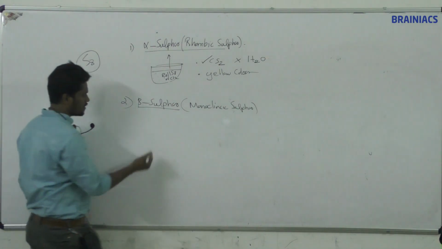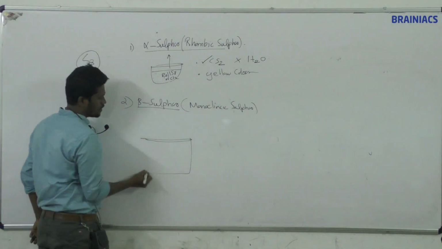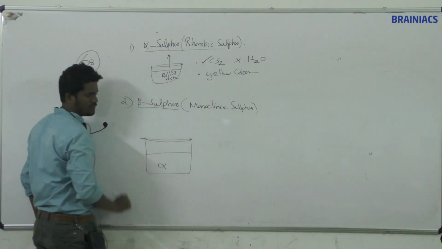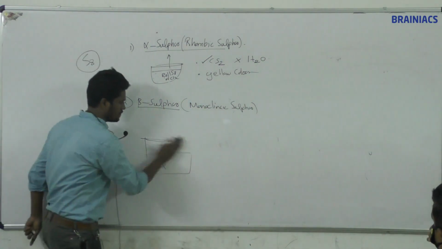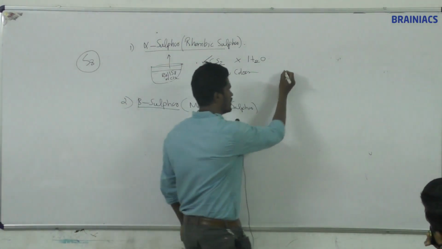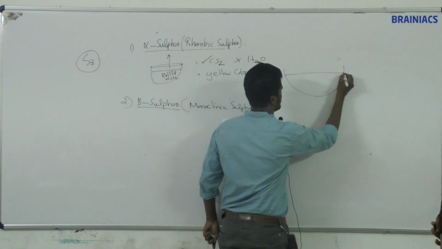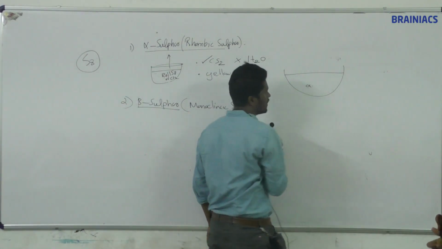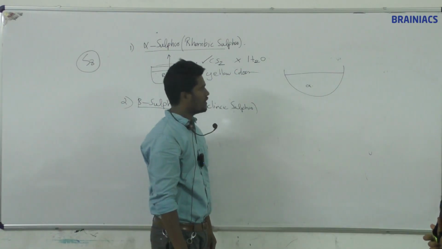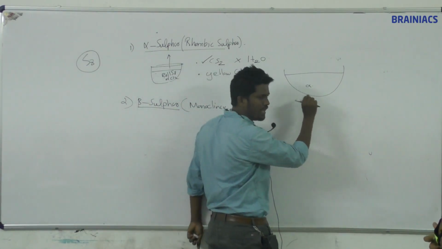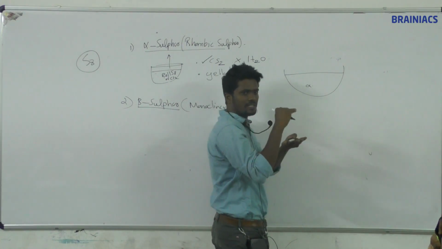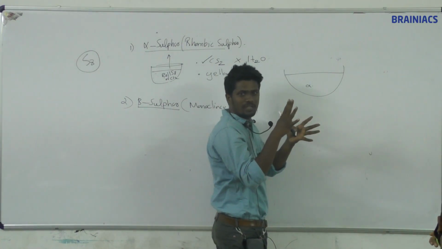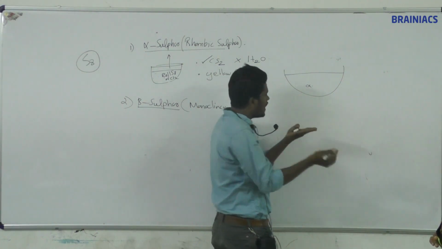Beta sulfur is formed by melting alpha sulfur in a dish. Okay, then just as it forms, that means just making a crust, a cake formation, but just a crust.